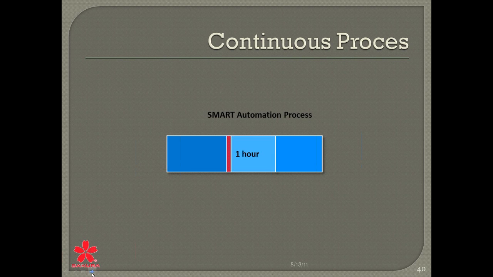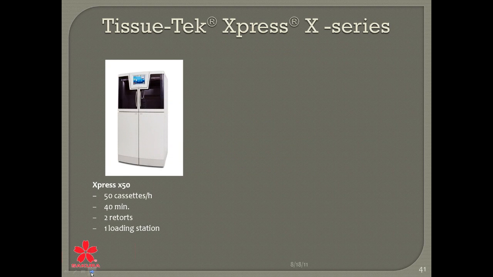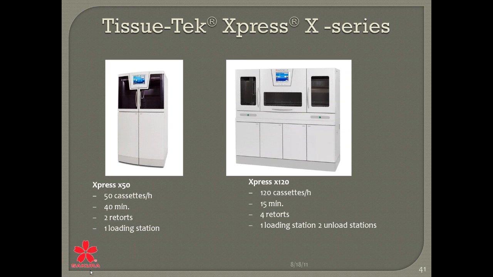So that's why we went over to a continuous process with smart automation equipment, where you can go back from 12-hour processing time to 1-hour processing time. And what we really like, and that's why it's called a continuous process, it's loadable every 20 minutes. And how did we do it? Well, there is some nice equipment from Sakura. You have the Express X50. It can process about 50 cassettes per hour. It's loadable every 40 minutes and contains 2 retorts and 1 loading station.